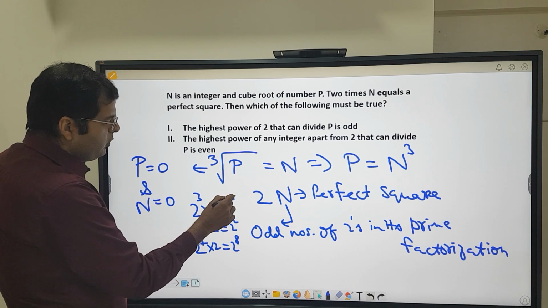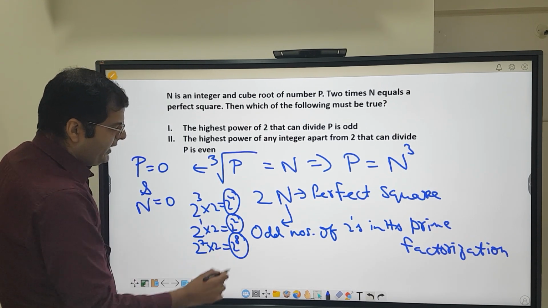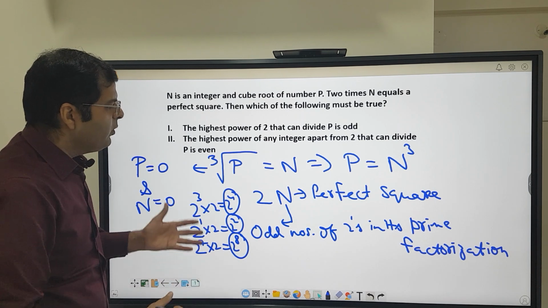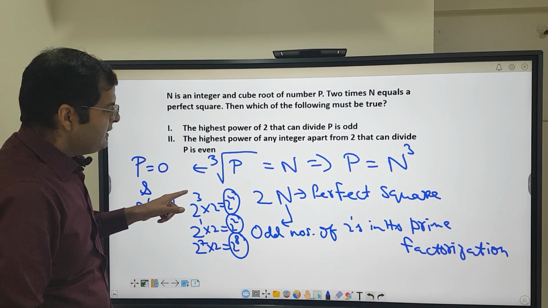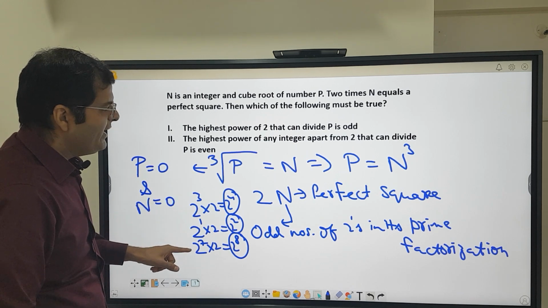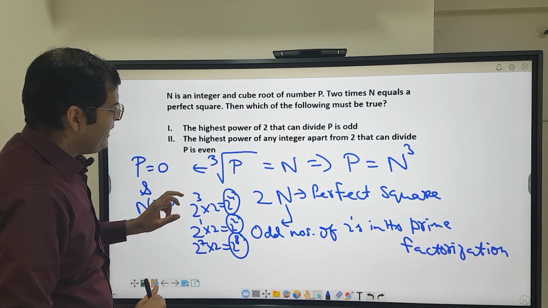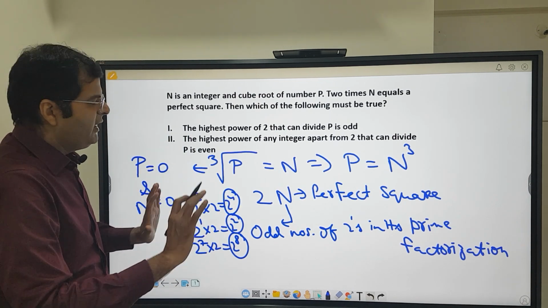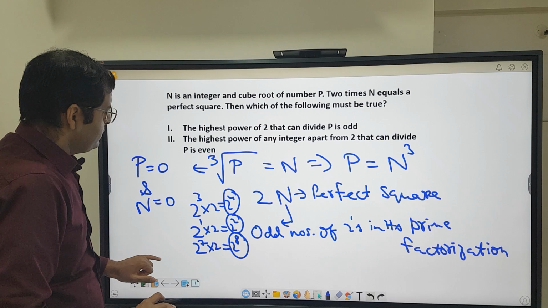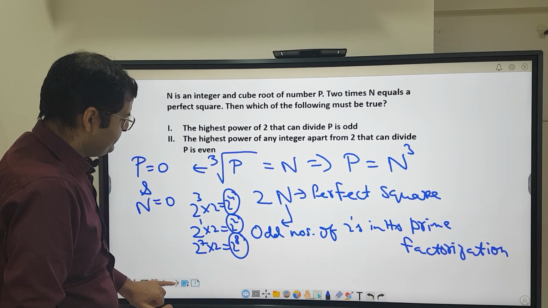That means 2 raised to power 4, 2 raised to power 2, 2 raised to power 8. All these you can only get after multiplying by 2 when you have the highest power of 2 as odd in n. So n can have either 3 2's or 1 2 or 7 2's, something like that. n can't have an even number of 2's for sure. Also n can be 0 and p can be 0, we have already established it.